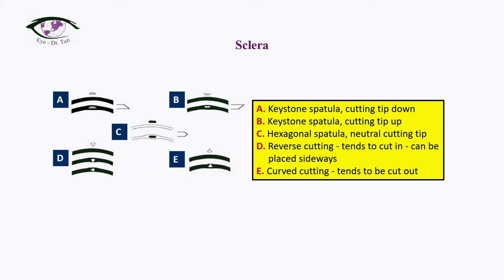So here you can see different kinds of spatulas used when you put the suture on the sclera during extraocular muscle surgery. There are different types of spatulas: a keystone spatula cutting tip down, a keystone spatula cutting tip up, then neutral cutting tip. I prefer the hexagonal spatula. I usually work with this kind of spatula; it's more convenient for me personally. Then reverse cutting tends to cut in and can be placed sideways. And on the E photo, you can see a curved cutting tends to cut out.